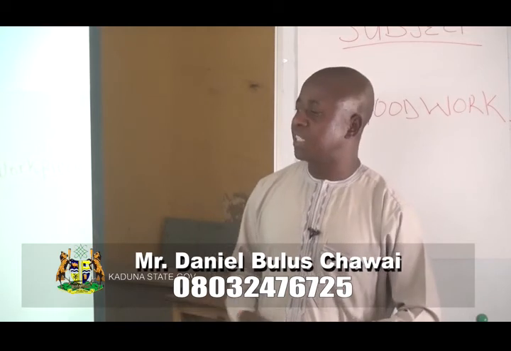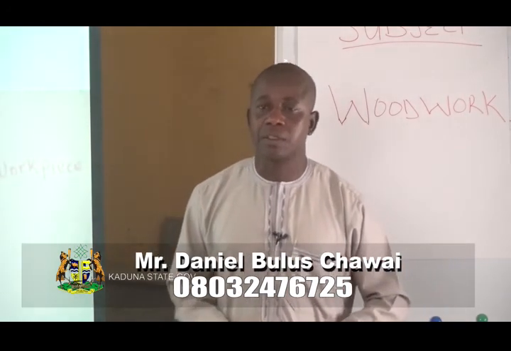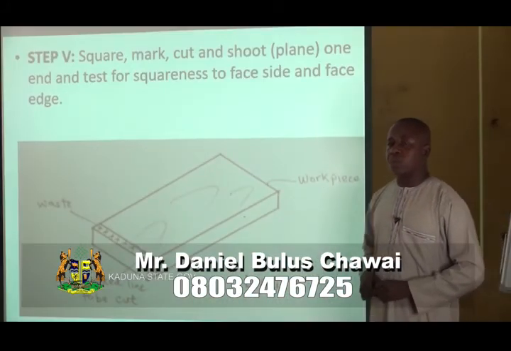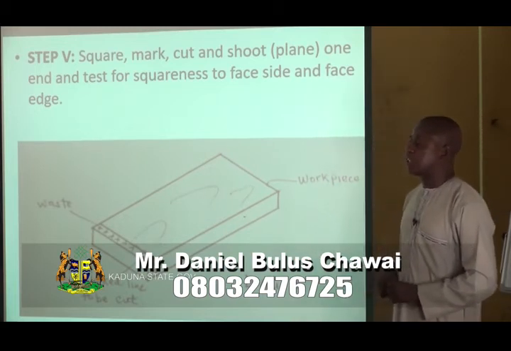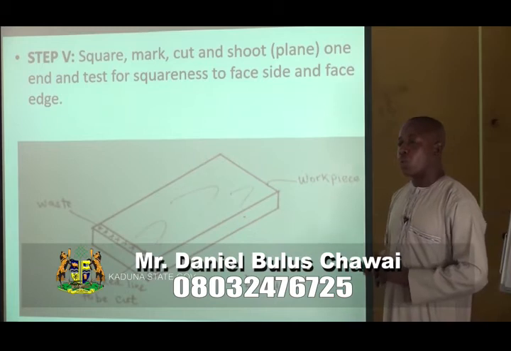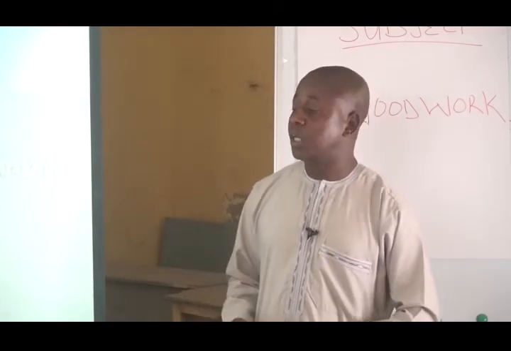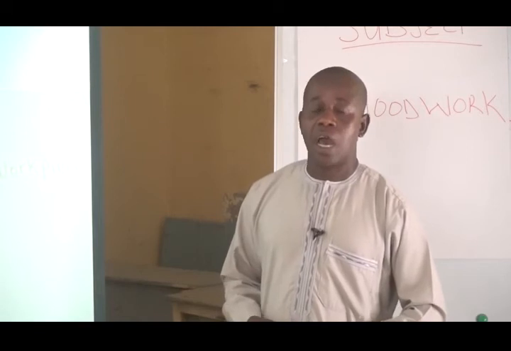A measurement has been given. Let's say, for instance, what we have on the board is given as 200 millimeters. And the correct measurement, which is the correct length of the piece the student is supposed to use, is 170 millimeters.